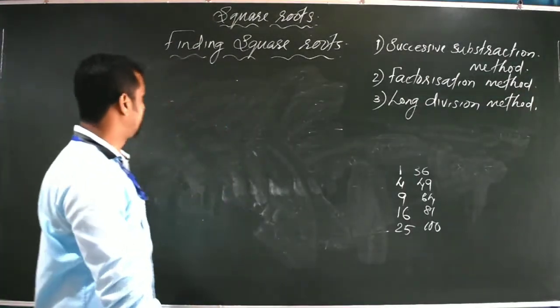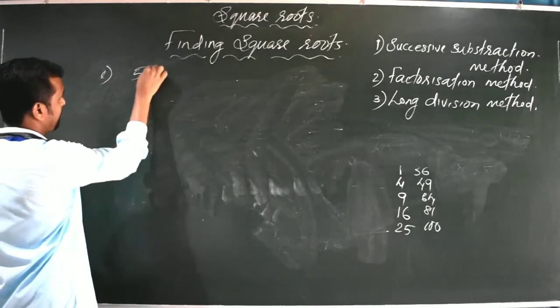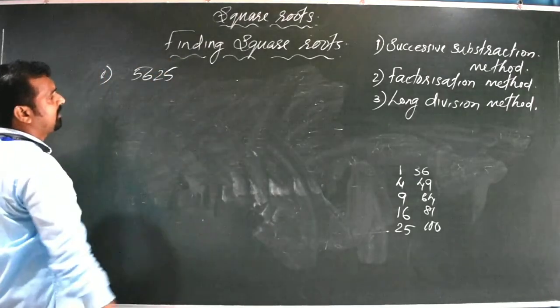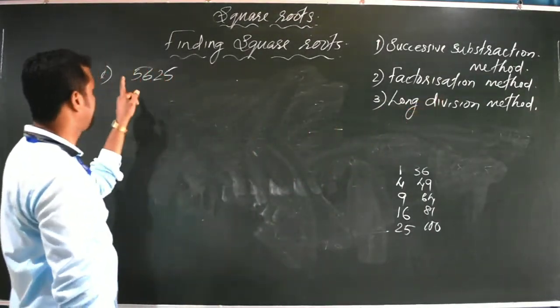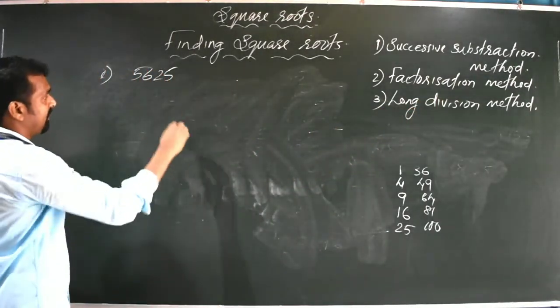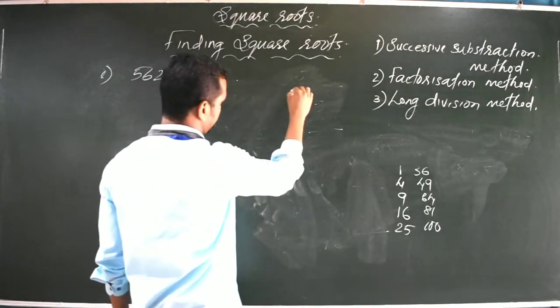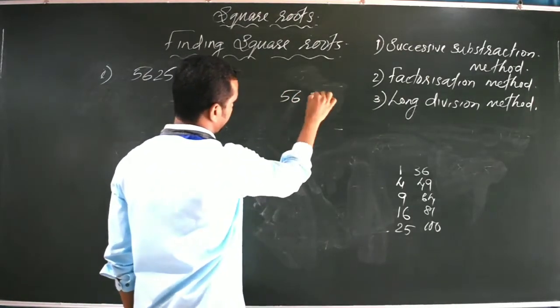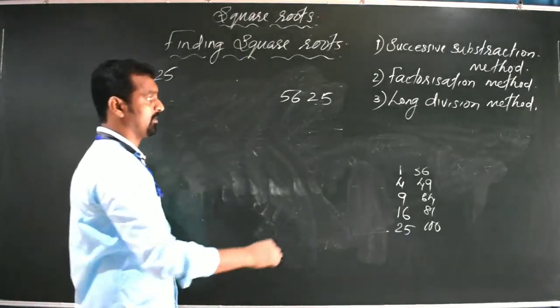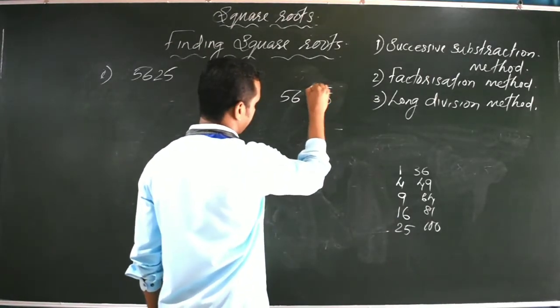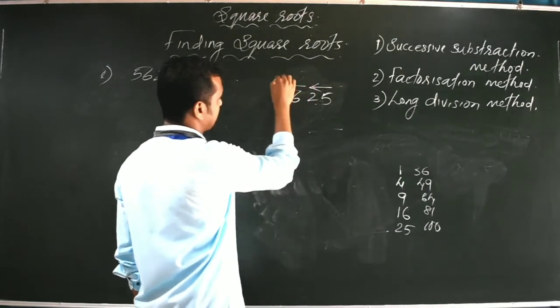Okay, now next one is find the square root of 5625 by long division method. Using long division method we have to find out the square root of 5625. How can we find that? First you have to write the number here, 5625. Now we have to make it as pairs of numbers, that is 25 we will make it as a pair, 56 also we will make it as a pair.